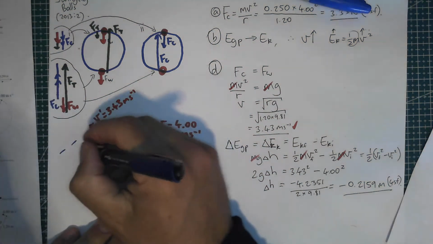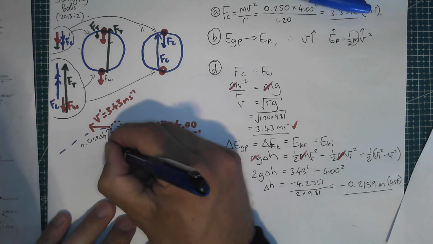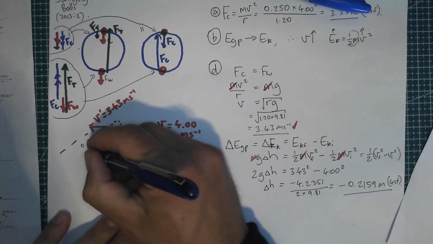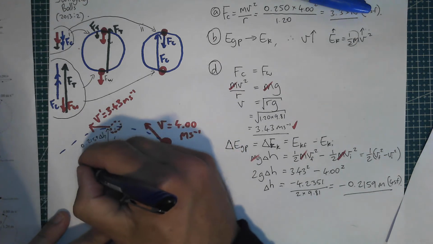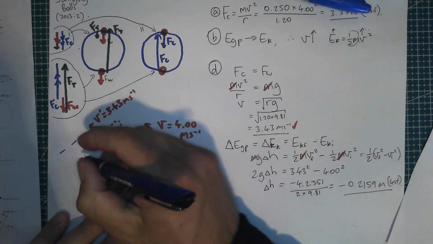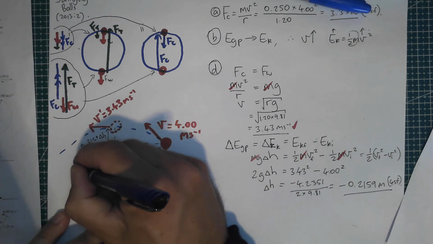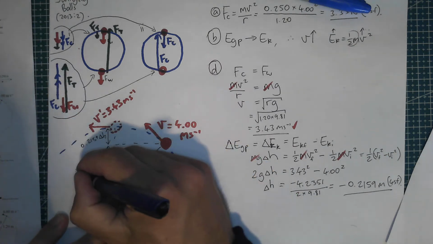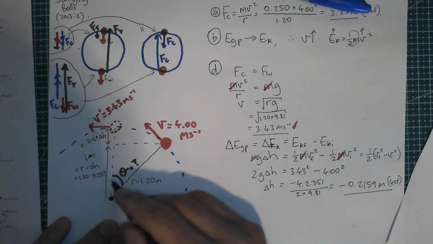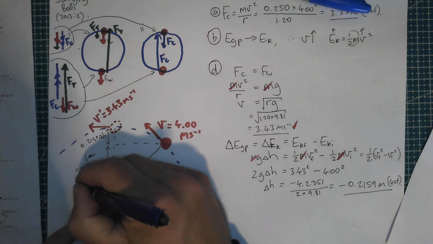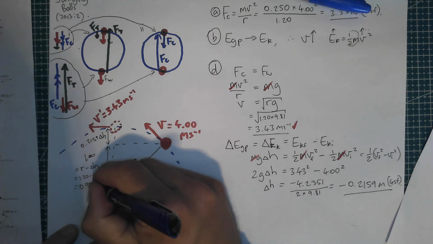Okay, so that's this height here. This is 0.2159. So now I need to work out this length here. I'll call it L for length, and it's going to be equal to the radius, which is the total length of the string, minus delta h. So the radius there is 1.20, and I'm going to subtract from it this height here, and then from that I'm going to get a length of this side of the triangle of 0.9841 meters.